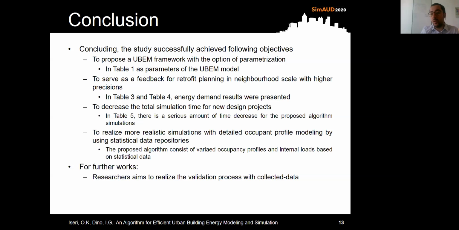For further work, we are aiming to validate our results with real pre-collected data, but currently it's a bit hard to obtain this data because of the personal data protection law, but we are aiming to execute it in the next study.